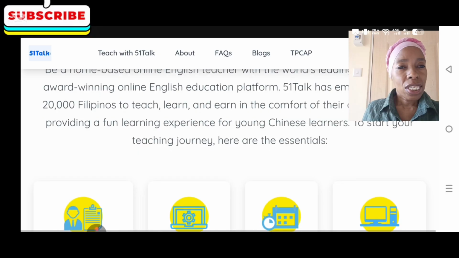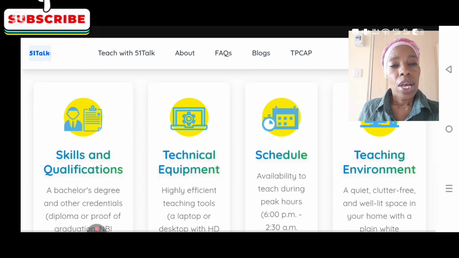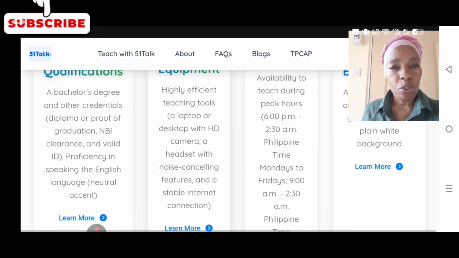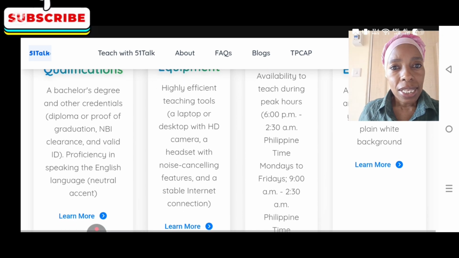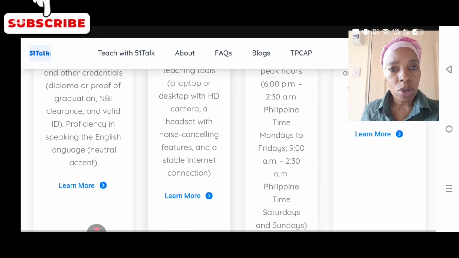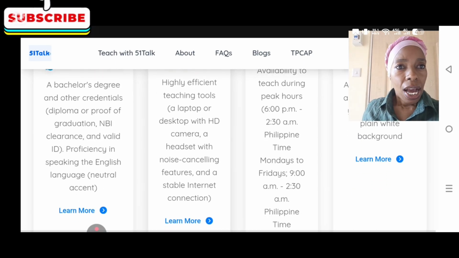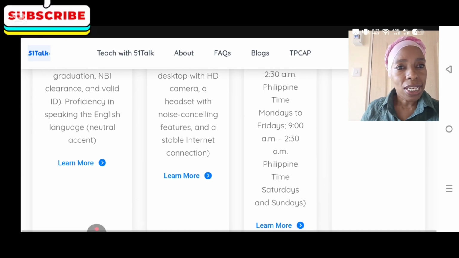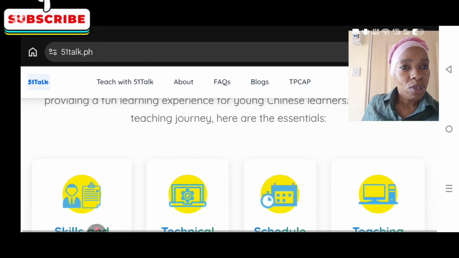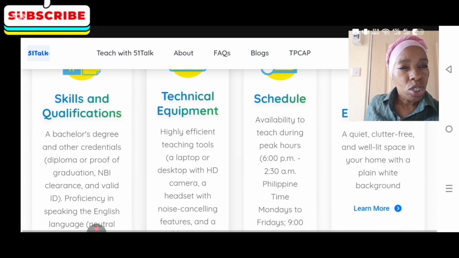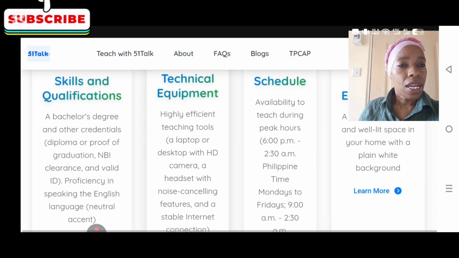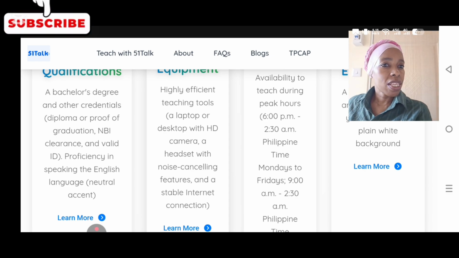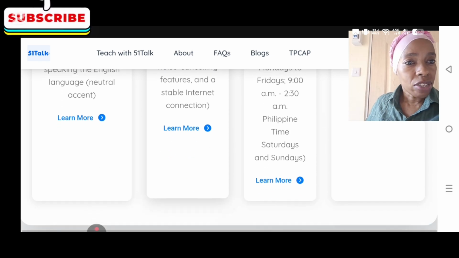To start your teaching journey, here are the essentials. The skills and qualifications they're going to look for: a bachelor's degree and other credentials like a diploma or proof of graduation, clearance and valid ID, proficiency in the English language, and then of course teaching equipment, highly efficient teaching tools like a laptop, stable internet connection, headset, webcam, noise cancelling, and all the stuff. They are going to look at that. And then of course the schedule: availability to teach during peak hours, that is 6 p.m. to 10:30 p.m. Filipino time. You have to find out what time that is in Kenya, because they're going to ask you all these questions.